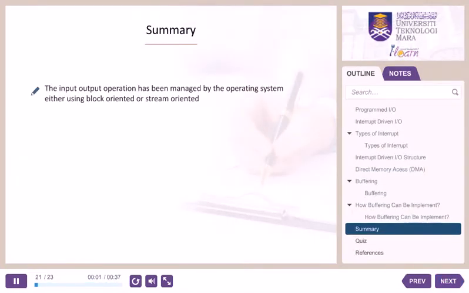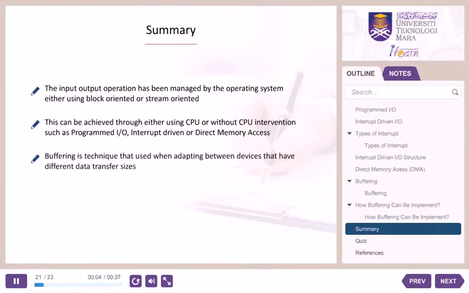Summary. In conclusion, the input-output operation is managed by the operating system using either block-oriented or stream-oriented approaches, depending on the type of devices being operated at the time. This can be achieved either with or without CPU intervention, such as programmed I/O, interrupt-driven I/O or direct memory access. Other than that, for input-output devices, buffering is a technique used when adapting between devices that have different data transfer sizes.